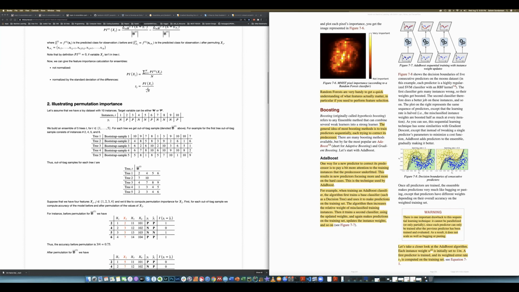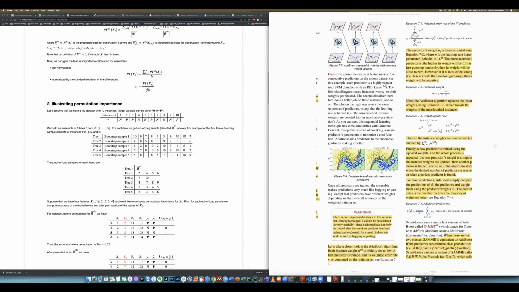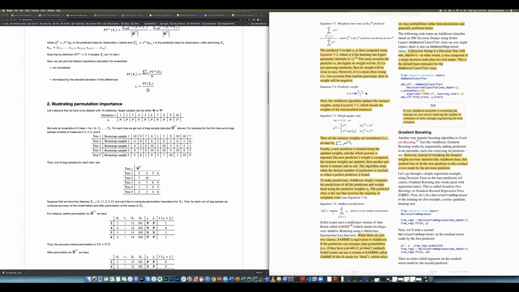So if you look at this equation right here, the predictor's weight is the learning rate times its performance, right? So a higher learning rate means that the predictor might be given a higher weight. The way that I understand it is that the learning rate is controlling how the next set of samples are going to be weighted. So if I have a very high learning rate, but my predictor did very poorly, the weights that I get here are still going to be somewhat high, right?